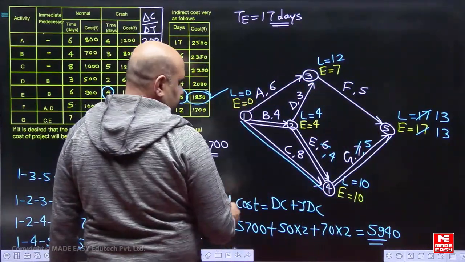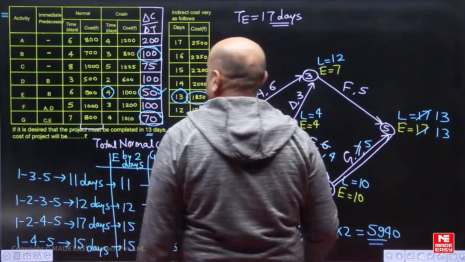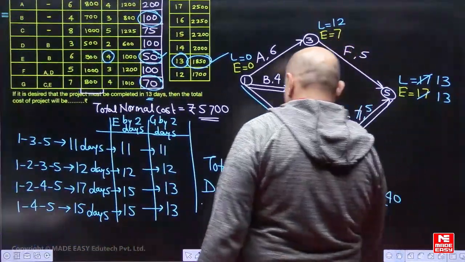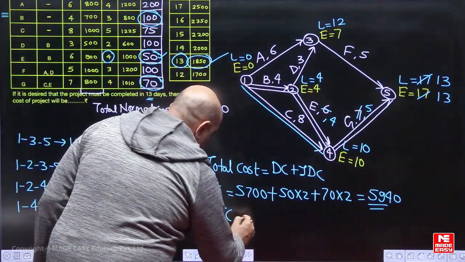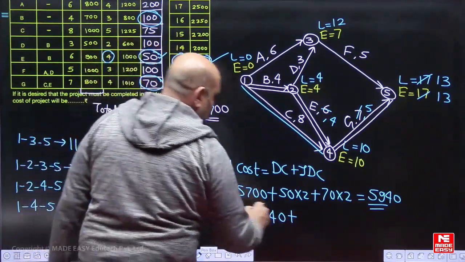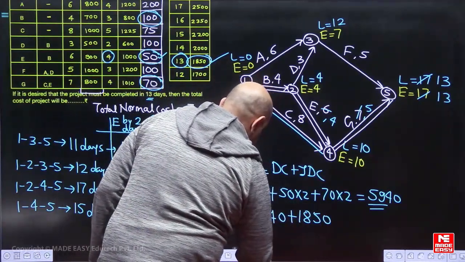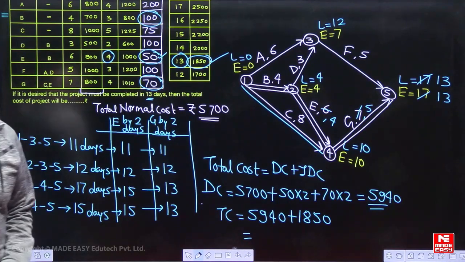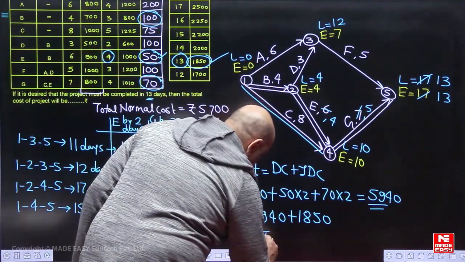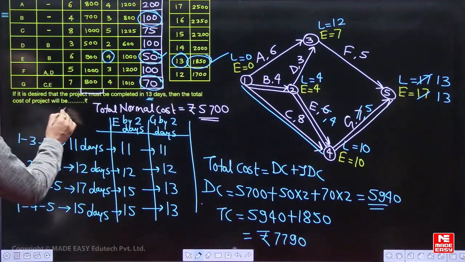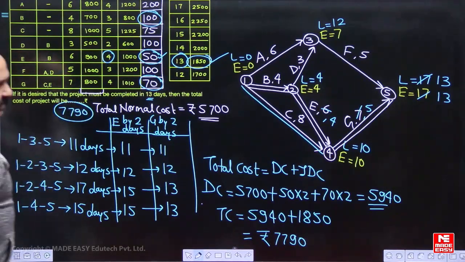The total cost will be sum of direct cost 5940 plus when the project is of 13 days, indirect cost is 1850. Their summation will be 7790. See, that will be our answer here, 7790.